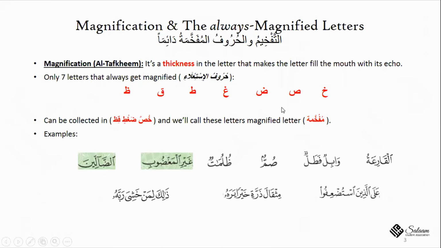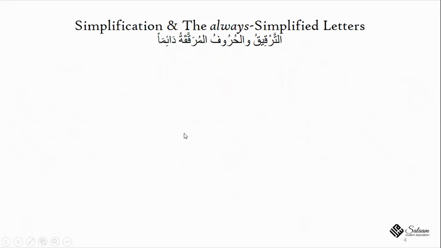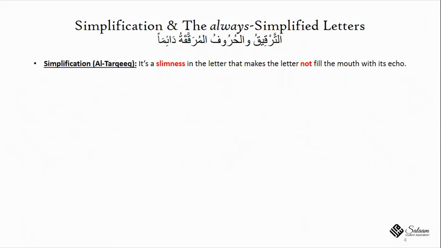Yeah, this is for the letters that are always مفخمة, always magnified. So these are 7 letters. We have 28 letters. We took out 7, so we still have 21, right? The rest of the letters, the 21 letters, are simplified, always simplified, except 3 letters. So we have 18 letters that are simplified, right? And what is simplification?